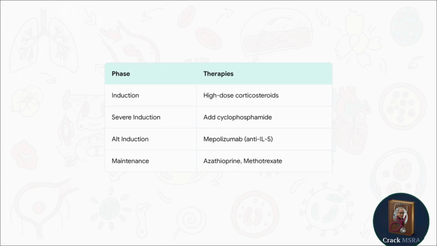Alternatively, take note of the biologic agent, mepolizumab. It's a targeted anti-IL-5 monoclonal antibody, approved as a steroid-sparing biologic for relapsing or refractory non-severe EGPA. Once remission is successfully induced, we step down to maintain it with agents like azathioprine, methotrexate, or mycophenolate mofetil.